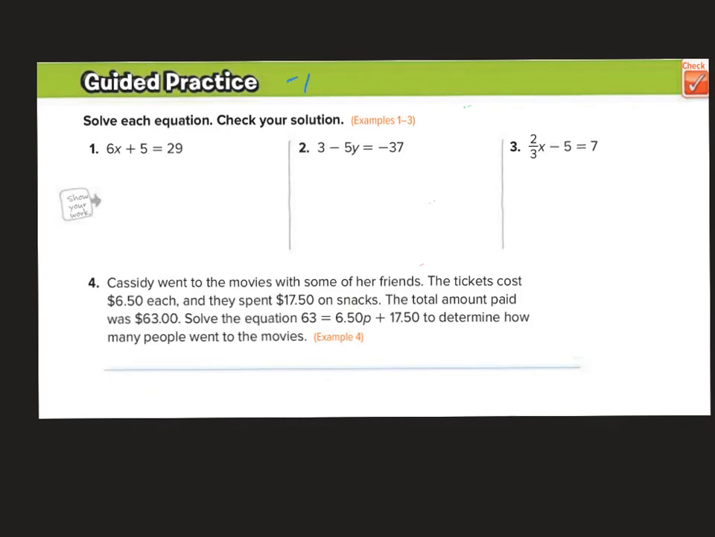So for our last bit of practice, I'd like you to try these 4 problems and then come back and check your answers. For problem 1, we've got 6x plus 5 equals 29. I start the solution process by subtracting 5 from both sides of the equal sign, and I'm left with 6x is equal to 24. Now I'm going to divide by 6, and I end up with my solution: x is equal to 4.